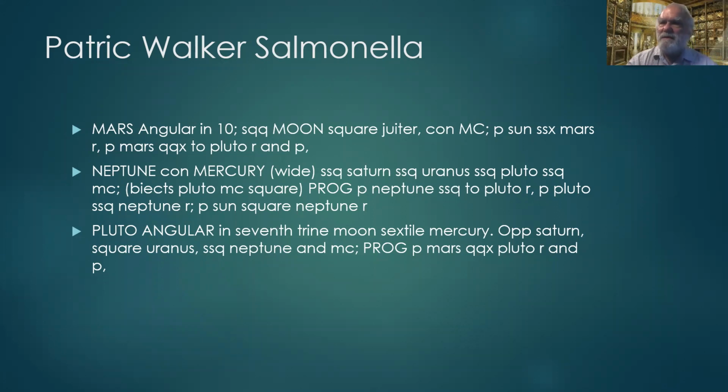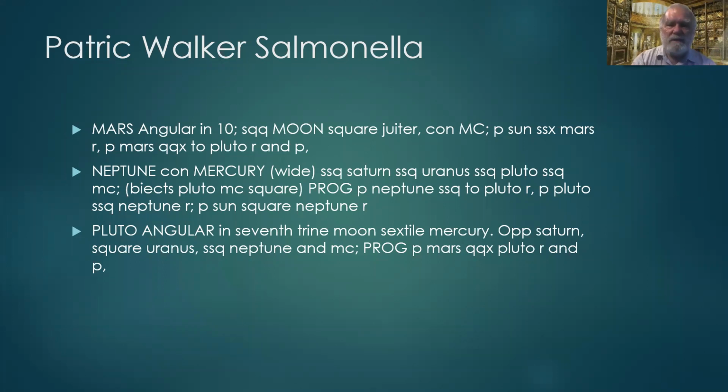This guy is, let's just review the notes. Mars is angular in the 10th, prominent. Sesquiquadrate the Moon, prominent. It's square to Jupiter, conjunct the midheaven. And the progressed Sun is semi-square Mars. Progressed Mars is quincunx to Pluto. So we have Mars prominent, discordant, sesquiquadrate Moon, square Jupiter, and active by progression. Multiple progressions triggering it.